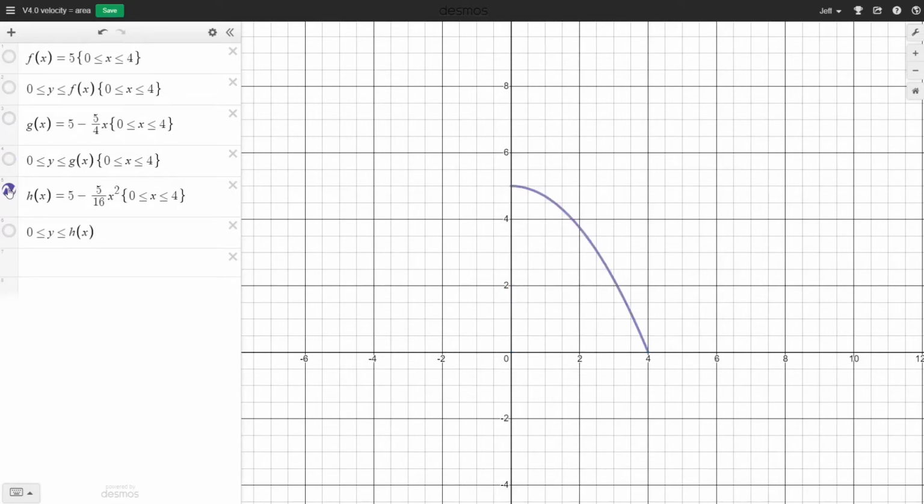But what if we have a velocity function that looks like this, and we want to find the area under this curve to find the distance the particle travels?